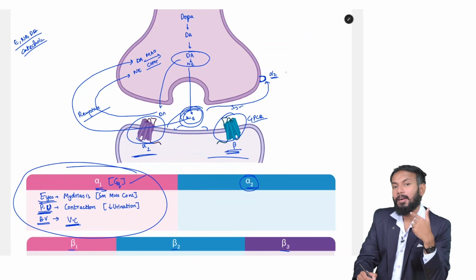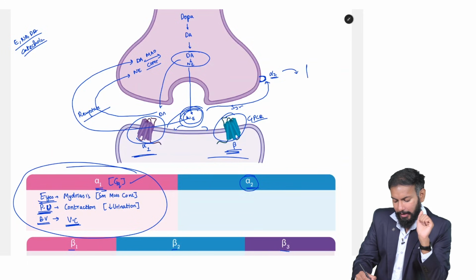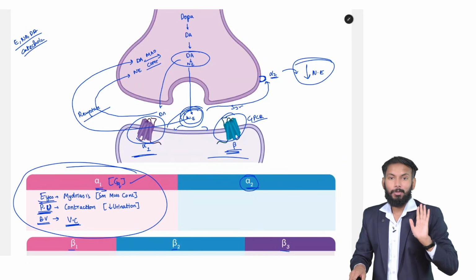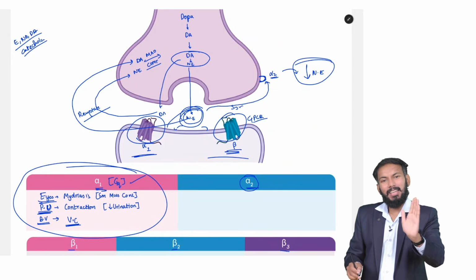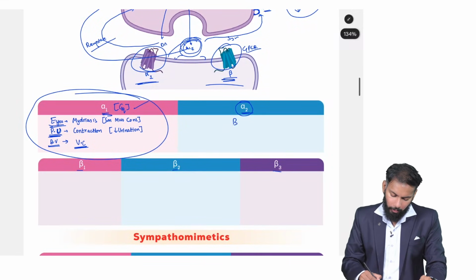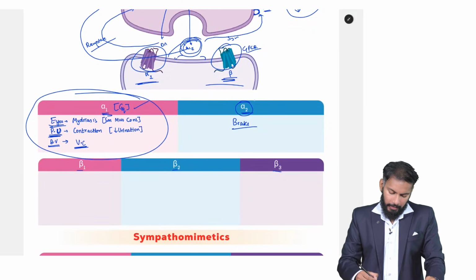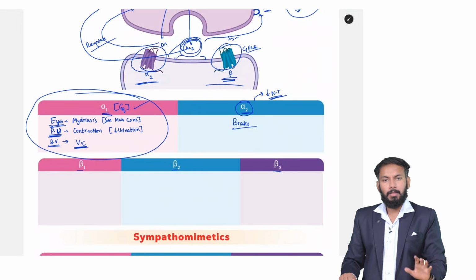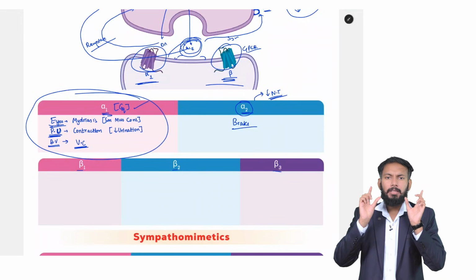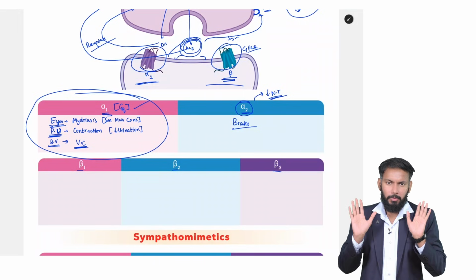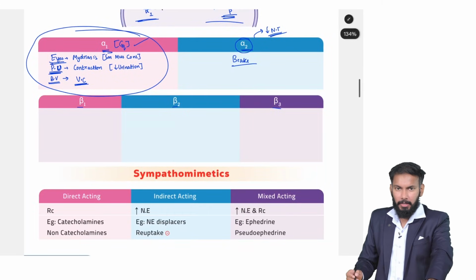What will this alpha 2 do? It will decrease the release of norepinephrine. That means it is breaking the release, stopping the release. That is why we call alpha 2 a brake. Because alpha 2 will decrease the release of neurotransmitter. That's all. So alpha 1, eyes, prostatic urethra, blood vessels, alpha 2 is a brake. That's all. Now coming to the beta receptors.